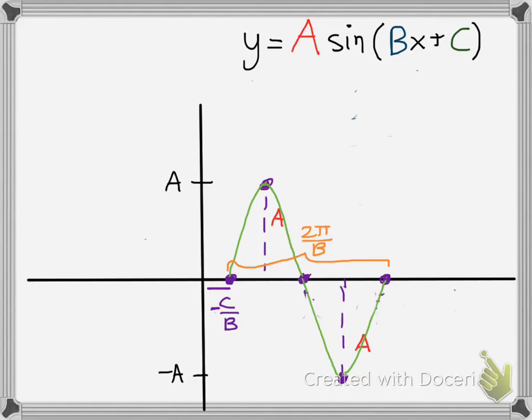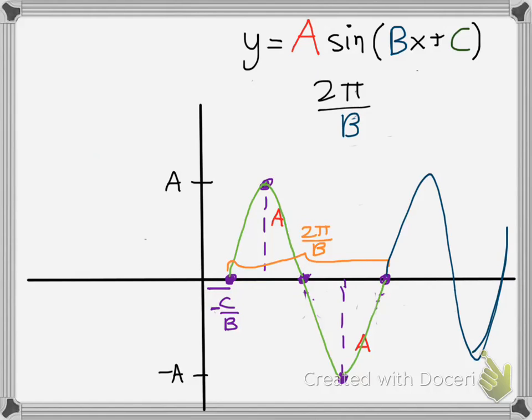And next let's also talk about the b. So 2 pi divided by b, that tells you when the wave repeats itself. So I've drawn it here on the diagram. 2 pi over b, that's when a new wave will start. So after 2 pi over b units from where the wave starts, another cycle of the wave will start.